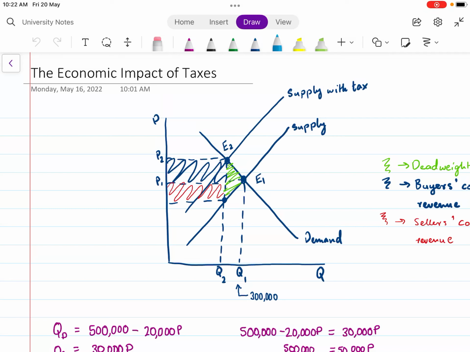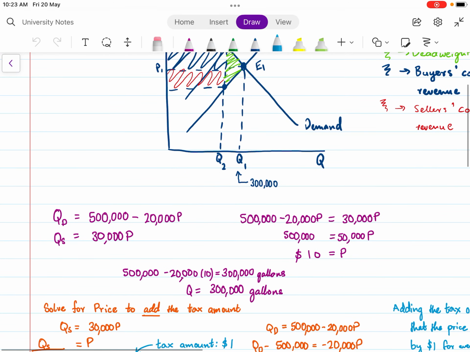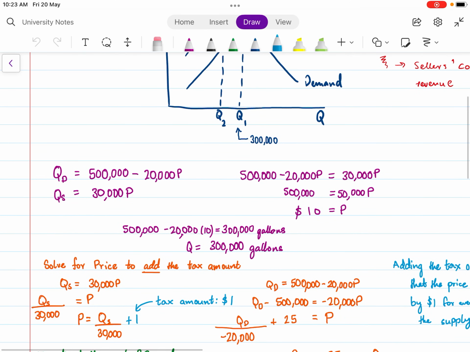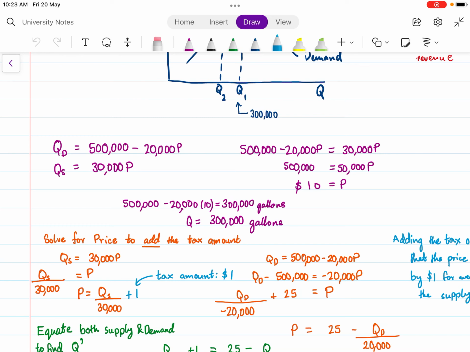Hello everyone, in this video I'm going to be talking about the economic impact of taxes. And here we have a mathematical example of the economic impact of taxes. So we start out with the demand and supply curves before the tax has been levied on the good.